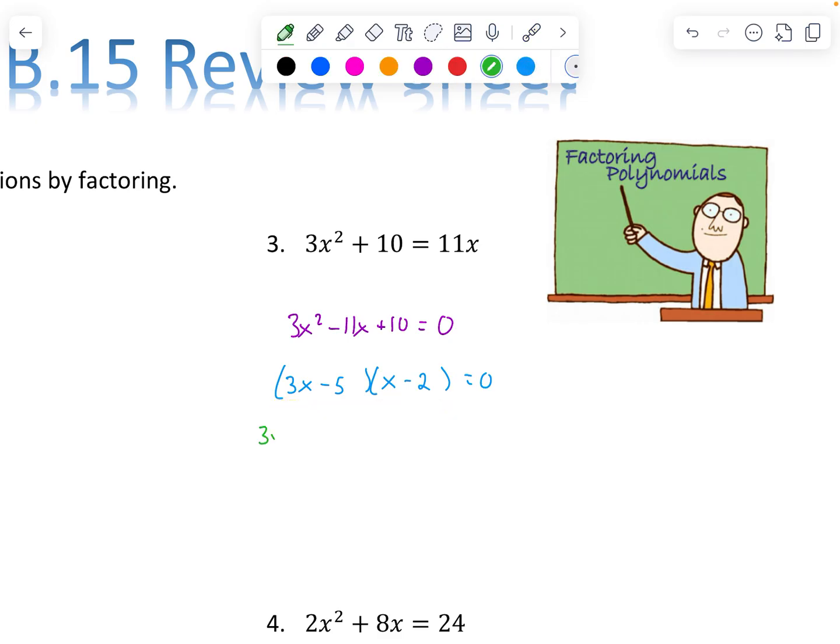Then you set each bubble equal to 0. I'll show it again on this one. Because then the first one, you have to add 5, and then divide by 3 to get x = 5/3. And on this one, you just add 2 to both sides to get x = 2. And so those are your two solutions there.